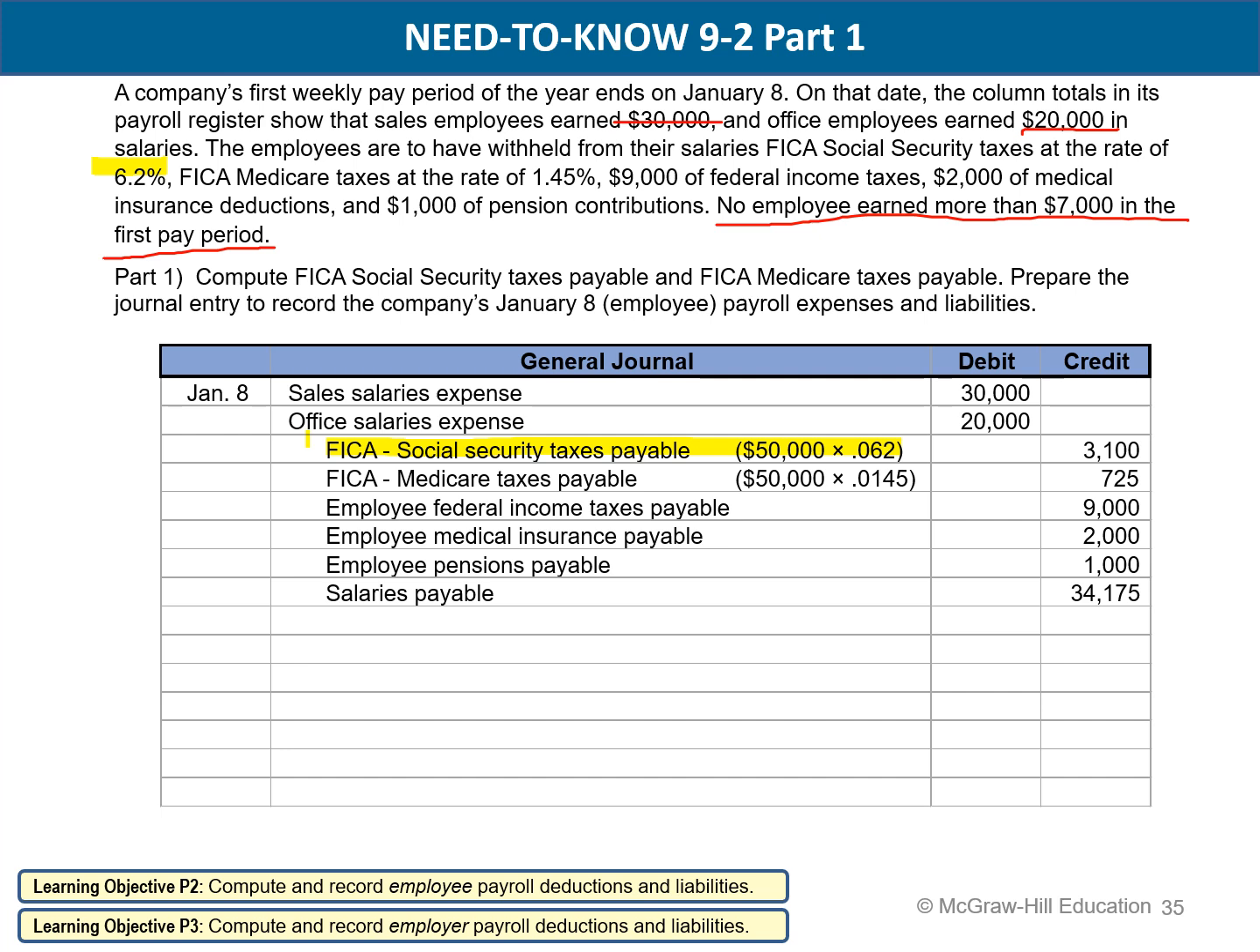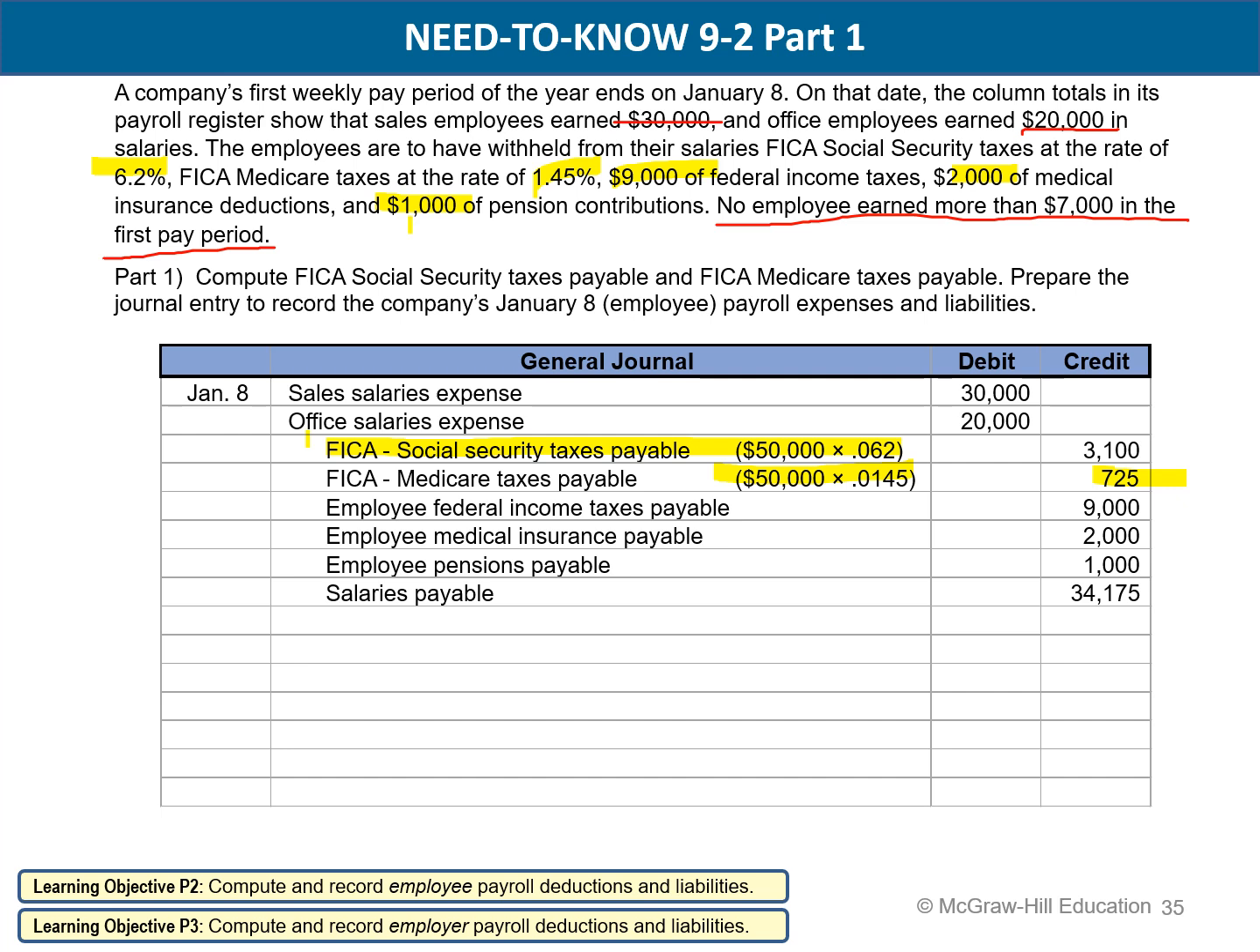And then your Medicare, same thing, 50 times 1.45. They give you that rate up here, right? So you're going to record a FICA Medicare tax payable of $725. You're going to record federal income tax payable of $9,000. They give you that number. You're going to record employee medical insurance payable of $2,000. And you're going to record a $1,000 pension payable. They give you that number in the problem up above too.